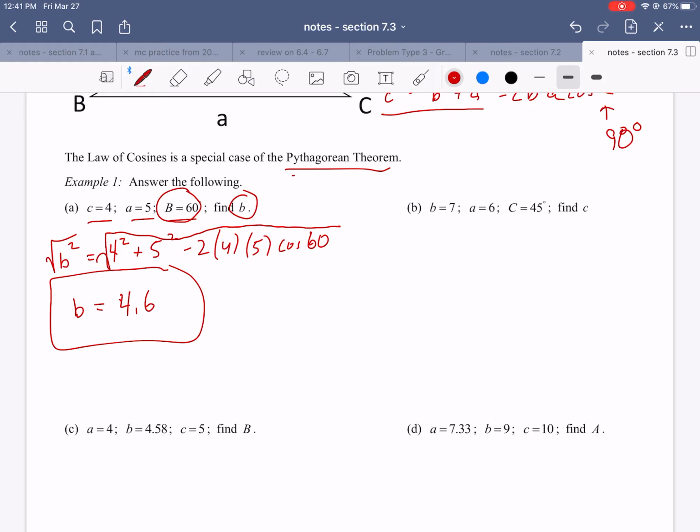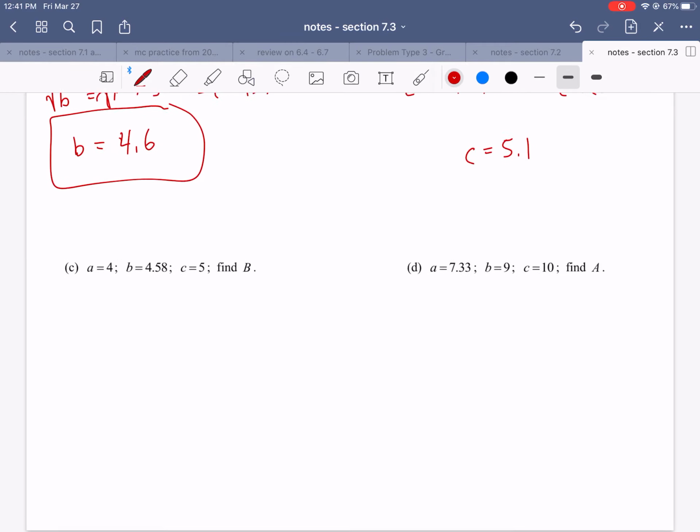Now that you've tried example B, let's double check that you got C is equal to 5.1, and your setup should have looked like this. C squared is equal to 7 squared plus 6 squared minus 2 times 7 times 6 times the cosine of 45 degrees. And then just take the square root of that big long expression, and you end up getting 5.1.